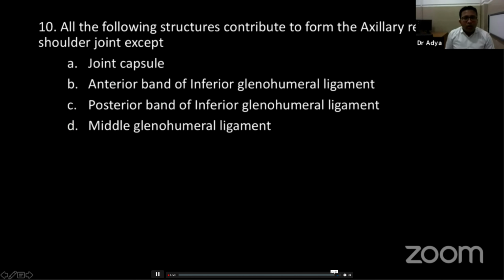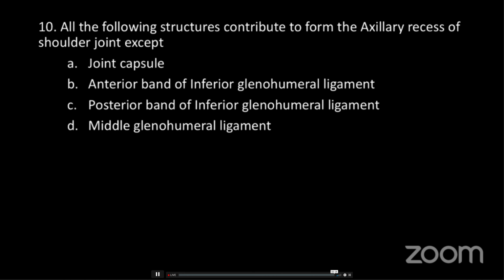Now, question 10. All the following structures contribute to form the axillary recess of the shoulder joint except A, joint capsule, B, anterior band of IGHL, that is inferior glenohumeral ligament, C, posterior band of inferior glenohumeral ligament, and D, middle glenohumeral ligament. The poll is live, sir. I'm ending the poll, sir.